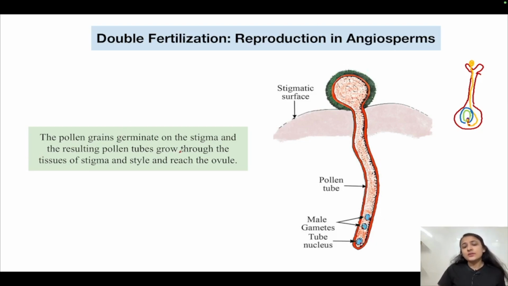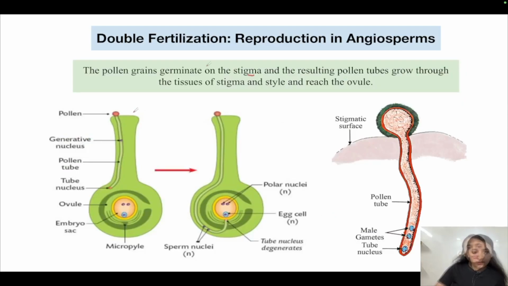In this statement also the same is written, that the pollen grains germinate on the stigma, and the resulting pollen tubes grow through the tissues of the stigma and the style, and they reach the ovule like this. See, this is the stigmatic surface, this is the pollen tube, these are the male gametes, this is the tube nucleus. The tube nucleus is the nucleus of the vegetative cell, and these two male gametes are formed when the generative cell has divided via mitosis 2 into two male gametes. This tube nucleus, as already told, will later on degenerate. You have a graphic representation, a better picture, here.